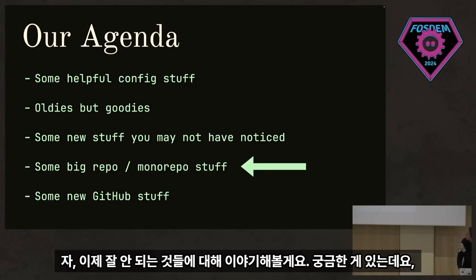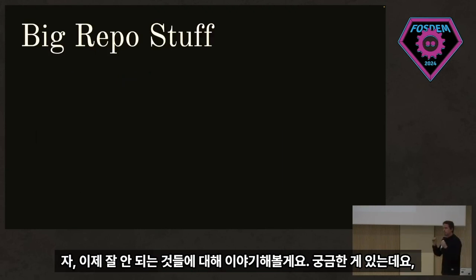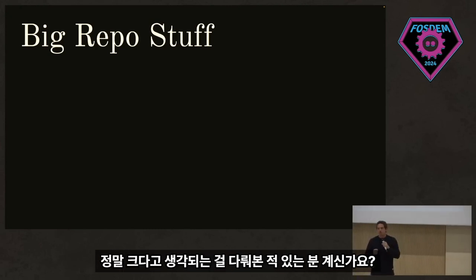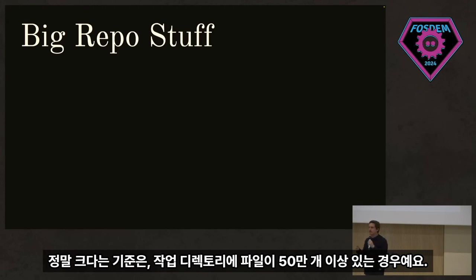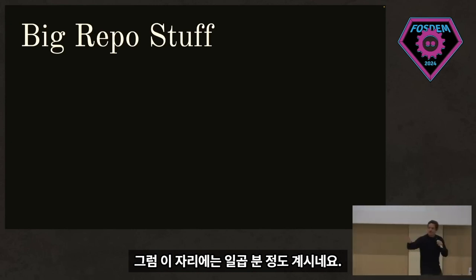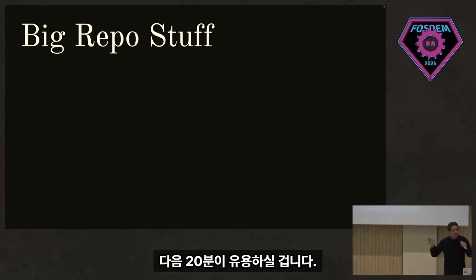OK, so now, I'm curious, how many people in this room work on a repository that you would qualify as enormous? By enormous, would you say more than 500,000 files in your working directory? OK, good. Then there are 7 people in this audience that are going to find the next 20 minutes useful.